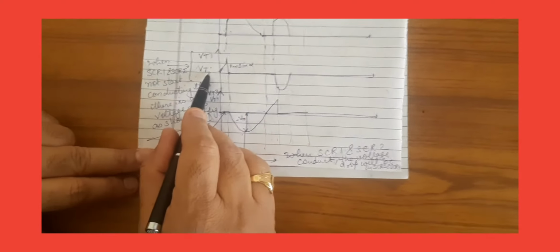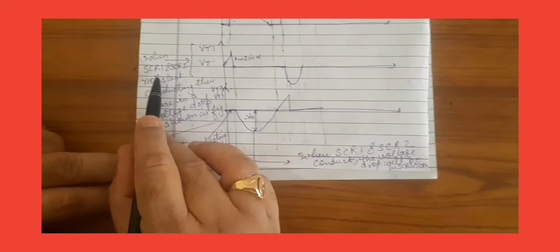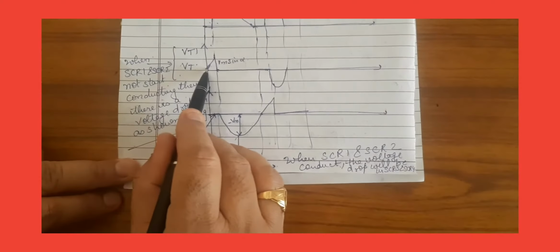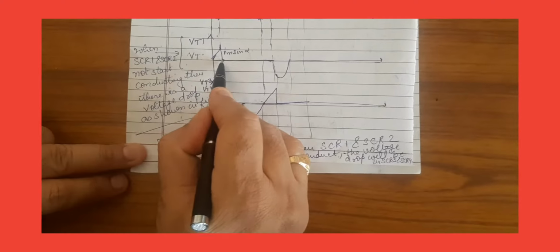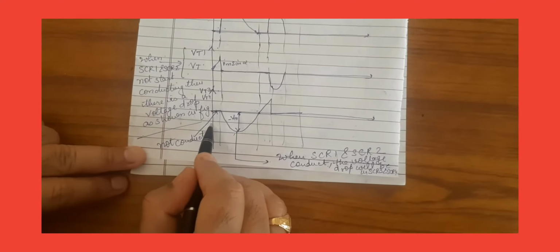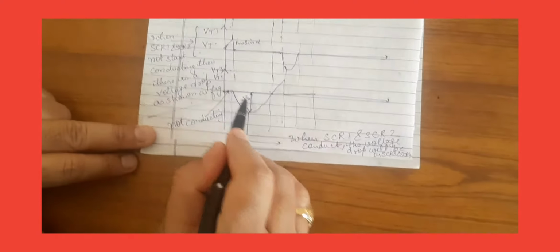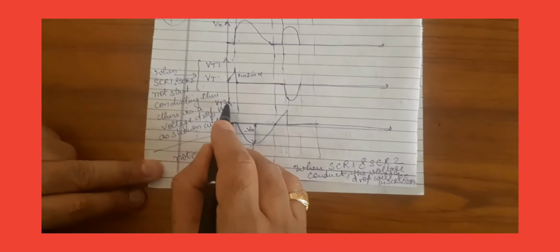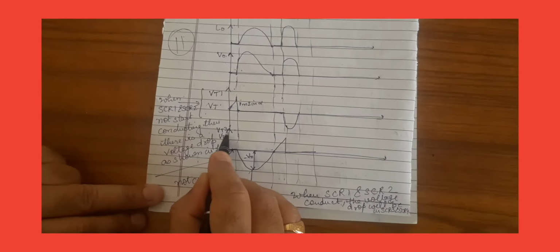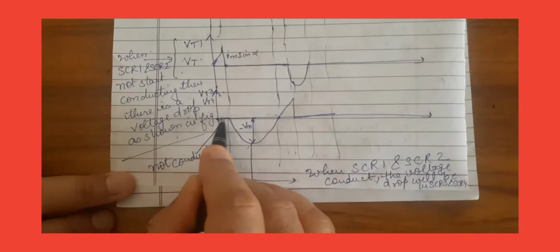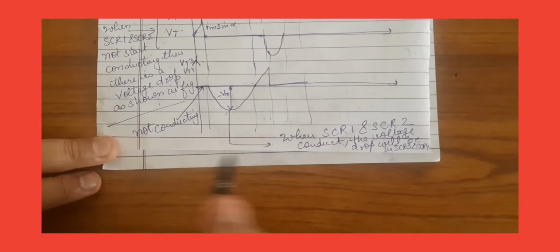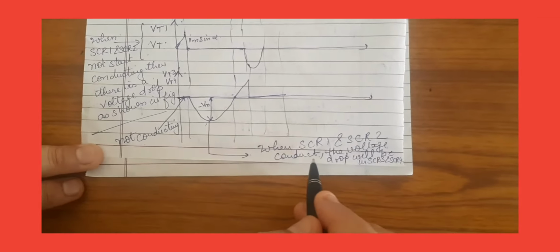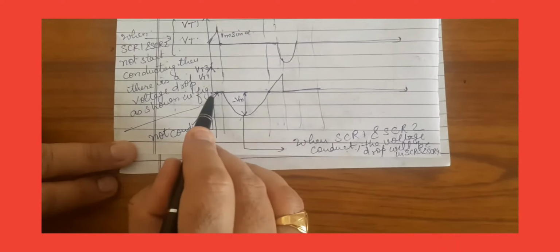This is the voltage VT1 when SCR1 and SCR2 are not conducting, so there will be a voltage drop as shown in the figure. Now this is the voltage for the thyristors T3 and T4. This is for the period when T3 and T4 are not conducting. So when SCR1 and SCR2 conduct, the voltage drop will be across SCR3 and SCR4.